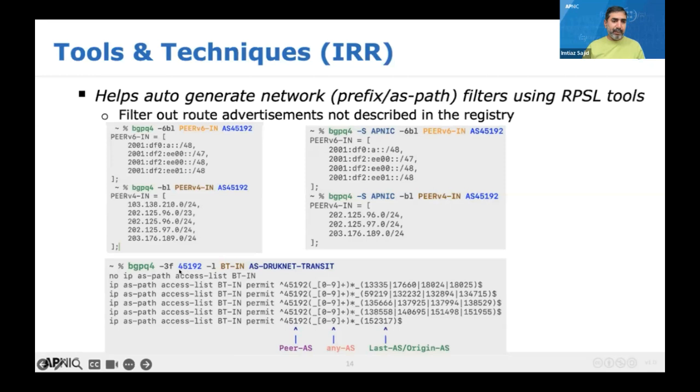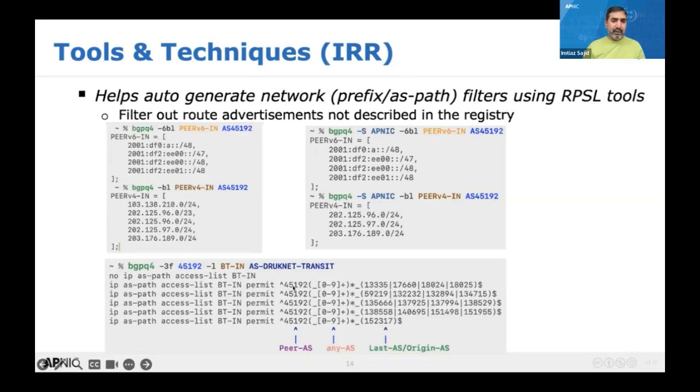Another way is that we should also create a filter list for the AS path. So we can use the AS set, and it checks the whole AS set, and whatever the AS set members are, it will put them as the origin, and you can also specify which is your peer AS. In this scenario, I'm going to peer with 45192, and we are assuming the AS set from where this AS is going to receive these prefixes.